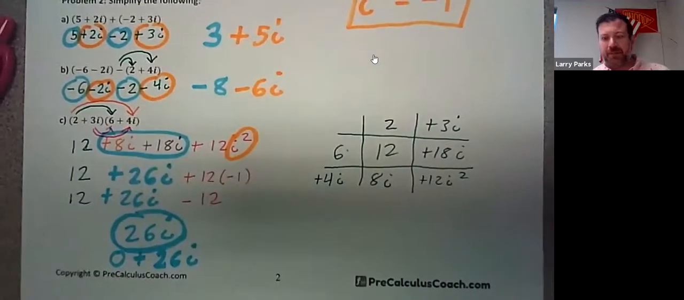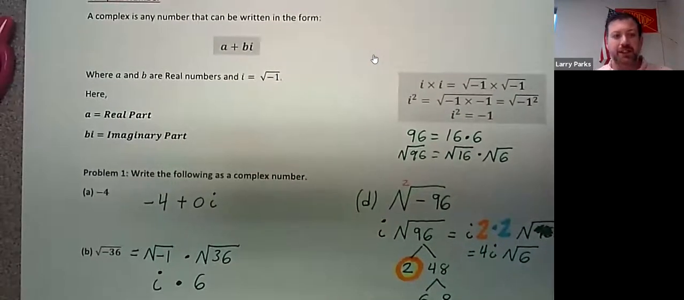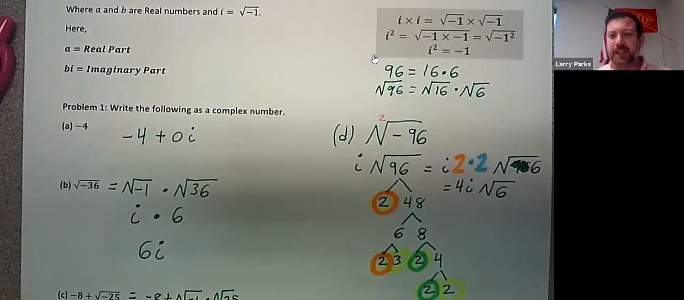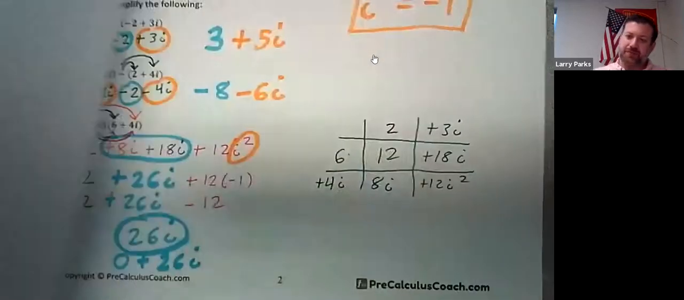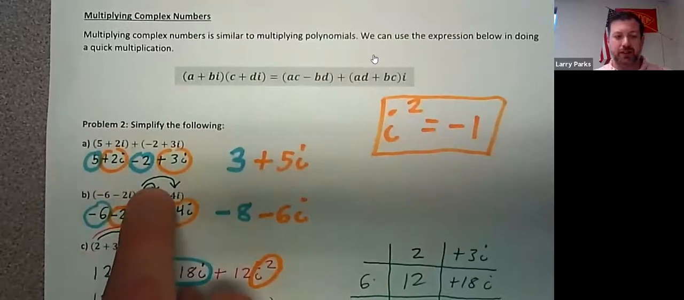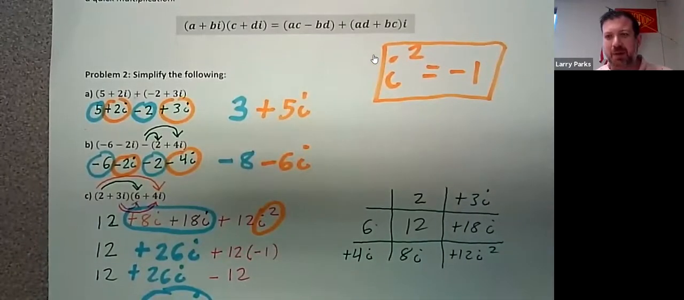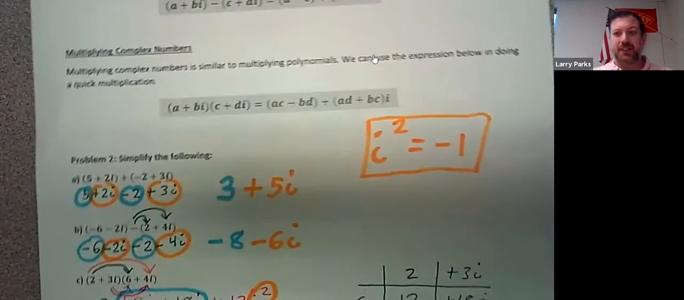So far, I have taught you how to simplify and write numbers as imaginary. I have taught you how to do operations on imaginary numbers: operations of addition, subtraction, multiplication. Well, there's got to be one left over, right? Division. So let's go to division.